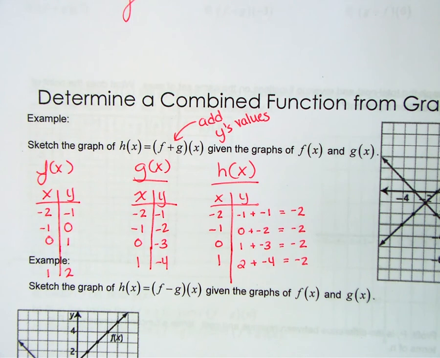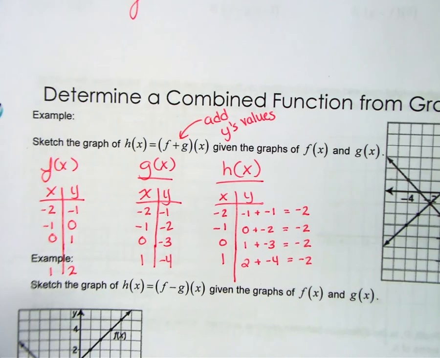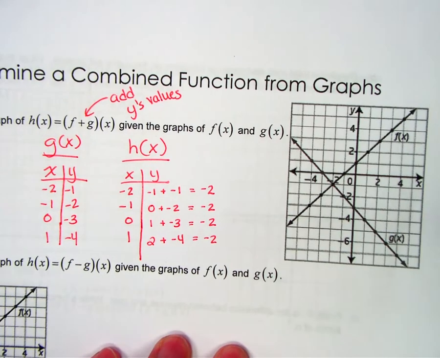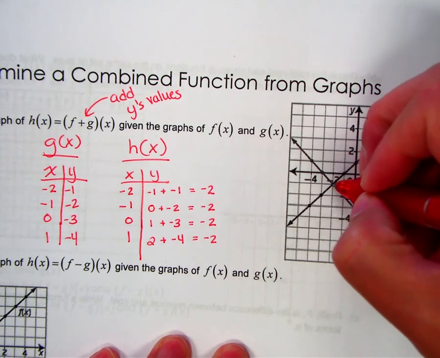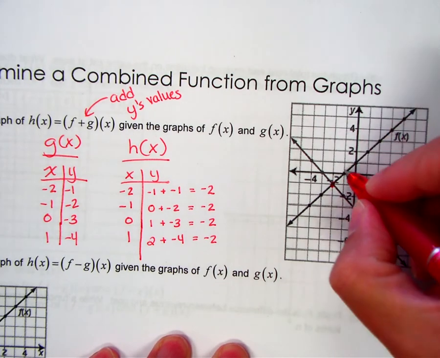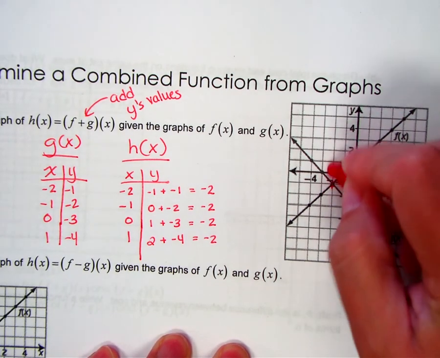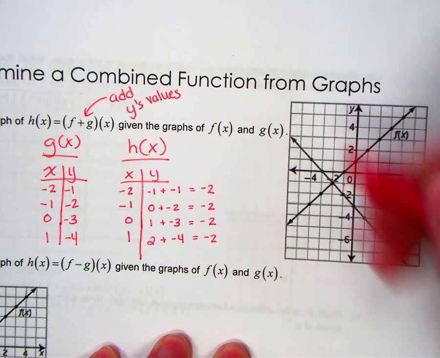Which kind of makes sense. Well, they're both linear, right? Okay, so if we were to graph this, we're going to have -2 and -2. -1 and putting them at -1.